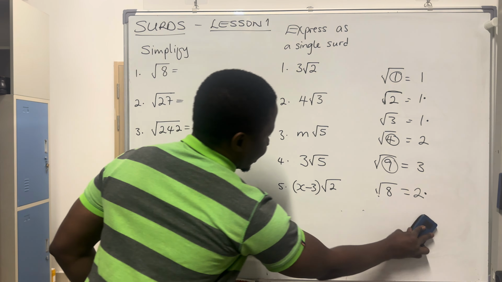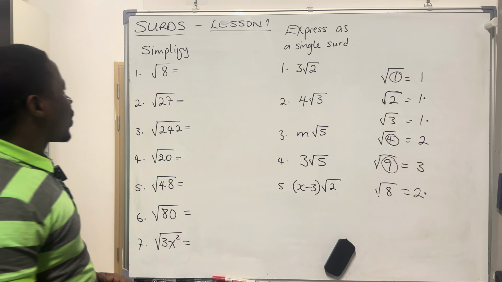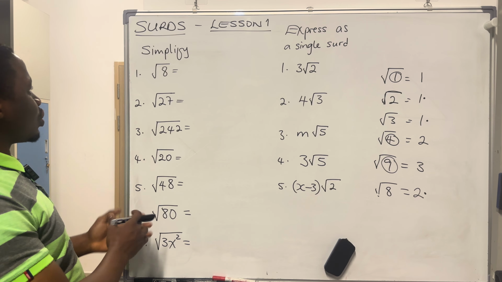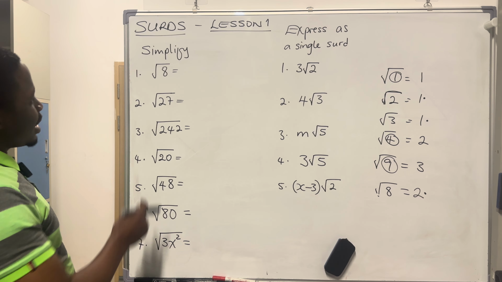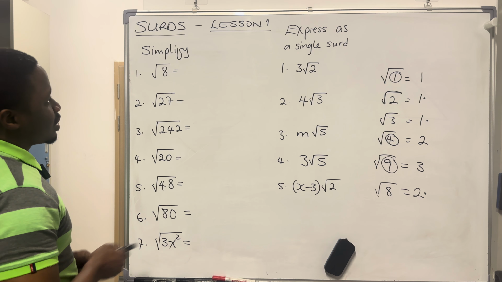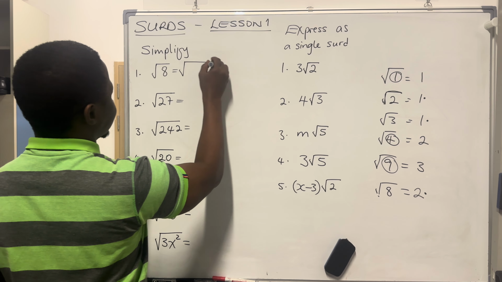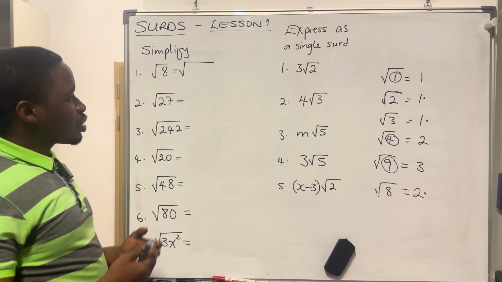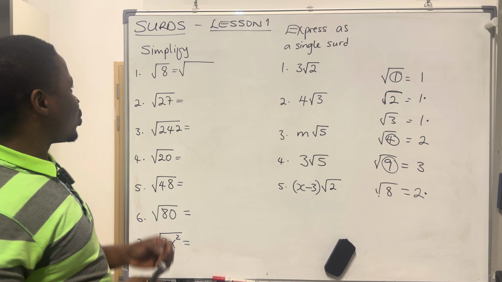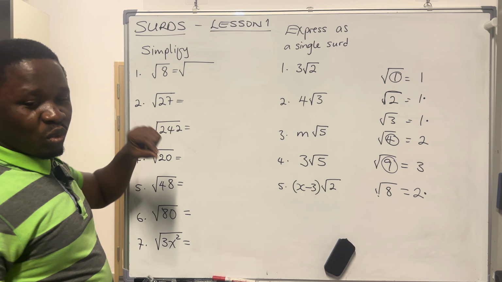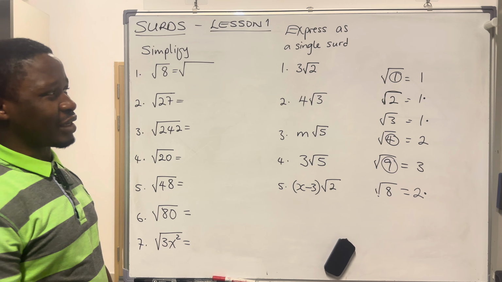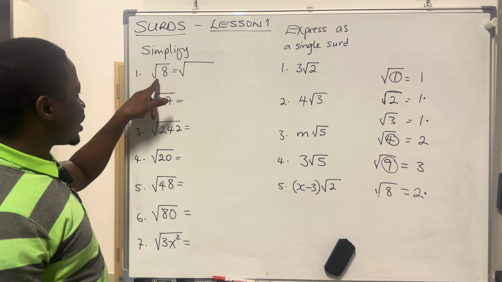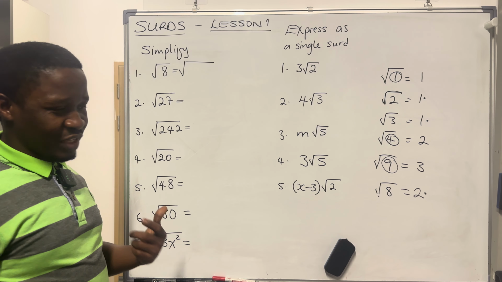So today, let's see how we simplify surds. Here is root 8. If you have root 8, ask yourself the question: what two numbers do you multiply to give 8, but one is a perfect square?